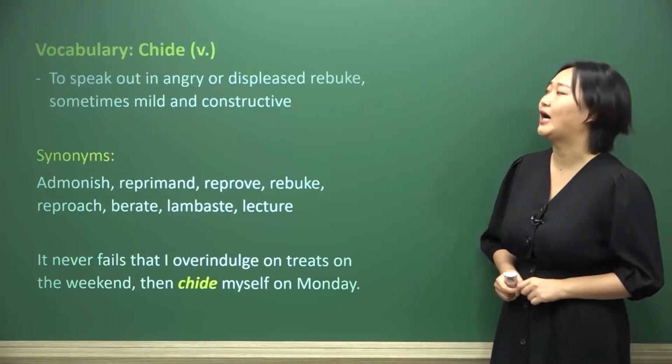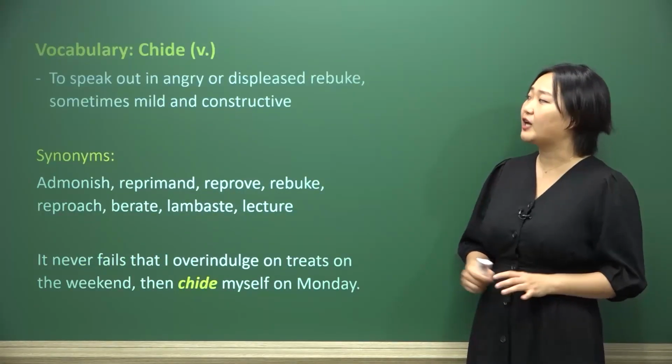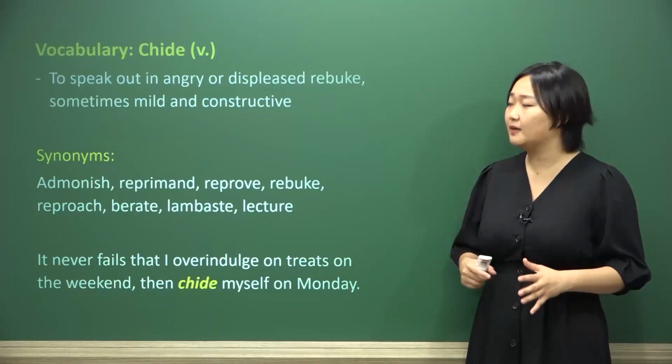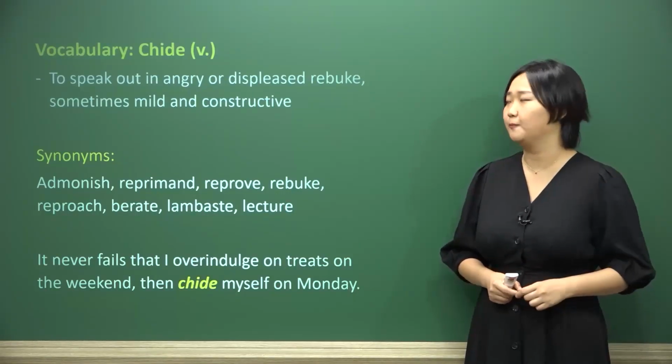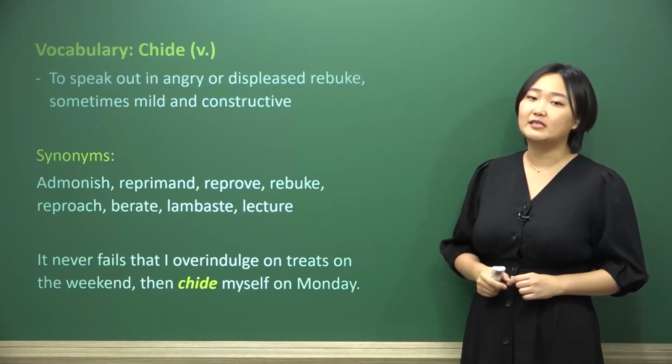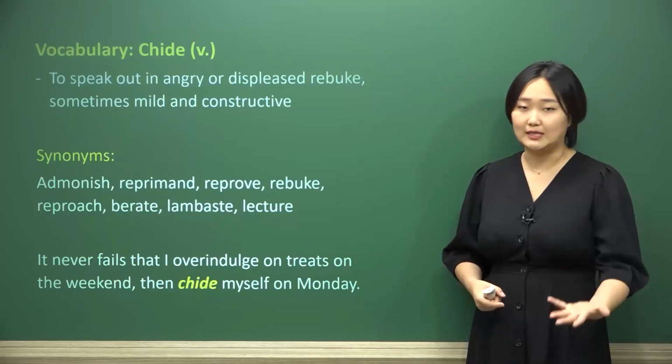And let's move on to the word chide. This is a verb meaning to speak out in angry or displeased rebuke. Sometimes it is considered mild and constructive as well. And so we might have gotten into a word very similar to this in the video previously with the word censure.